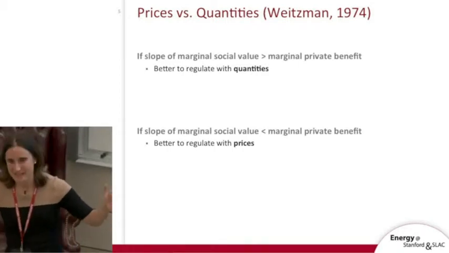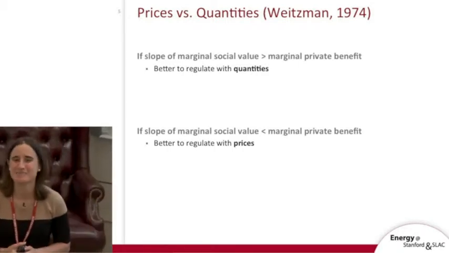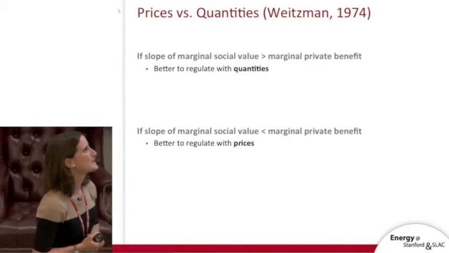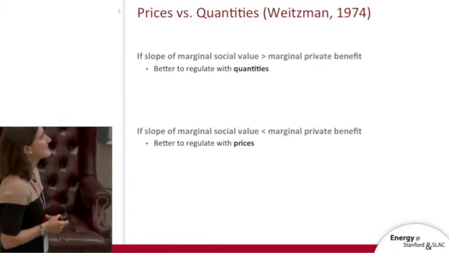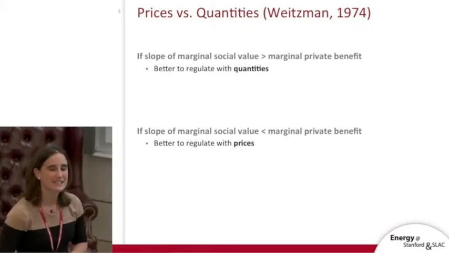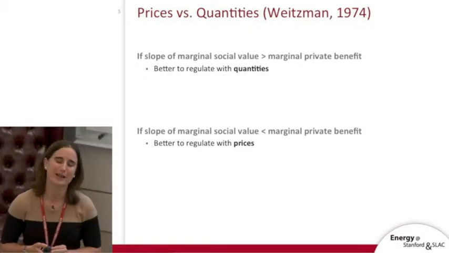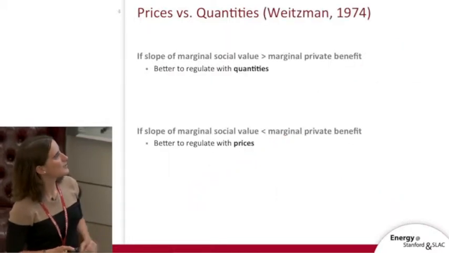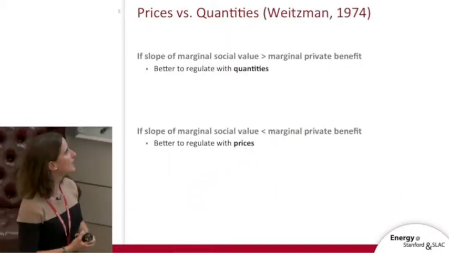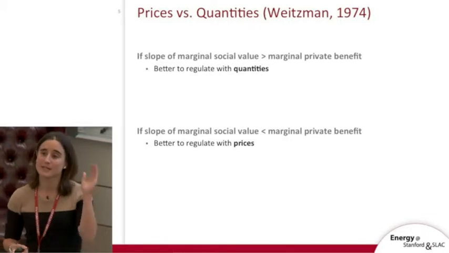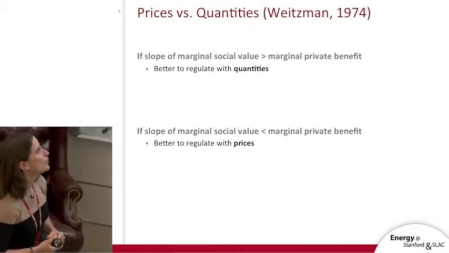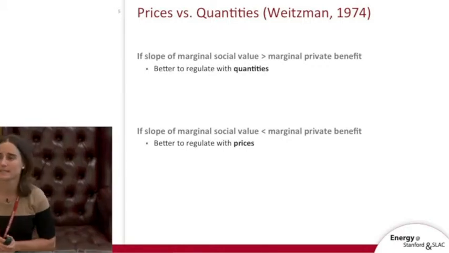So the result, as I said, I wanted to bring it up because it's kind of the 40-year anniversary, goes as follows. Weitzman in 1974 showed that if the marginal social value, the slope of the costs of these emissions, which are social, affect everyone, if this slope is very, very steep compared to the private benefits, what we want to do is to regulate quantities.